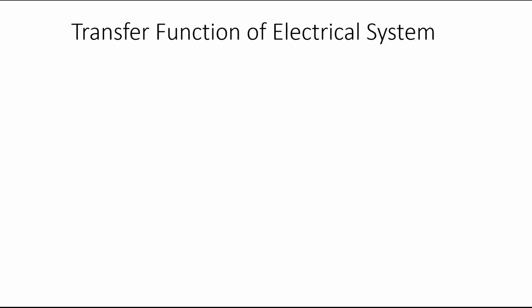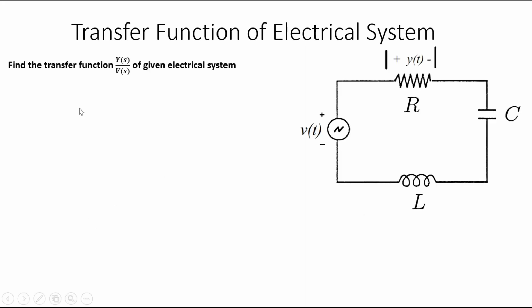Now we can discuss the transfer function of an electrical system. For that, take this example. Here this is the electric circuit. We have to find the transfer function Y(s)/V(s). It is known that y(t) is taken as the output, and v(t) is taken as the input, so the transfer function is Y(s)/V(s). In order to find that, we can analyze the circuit and take the Laplace.